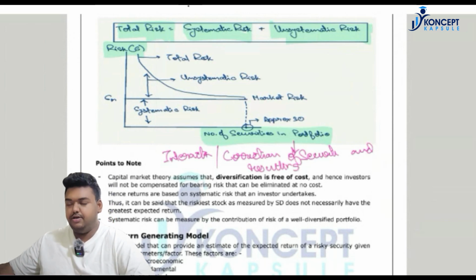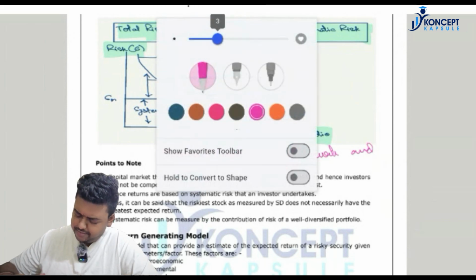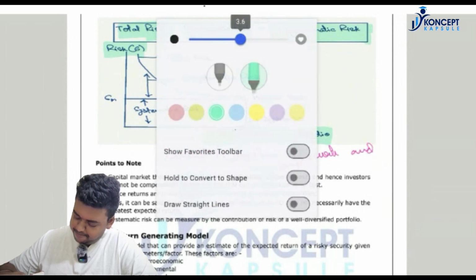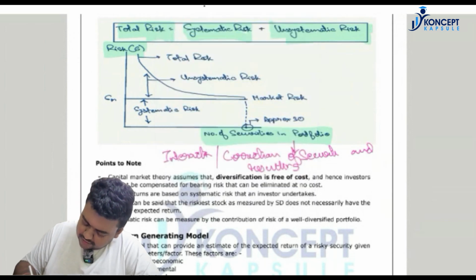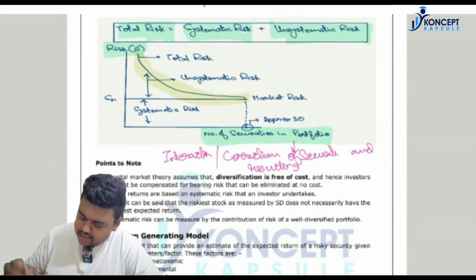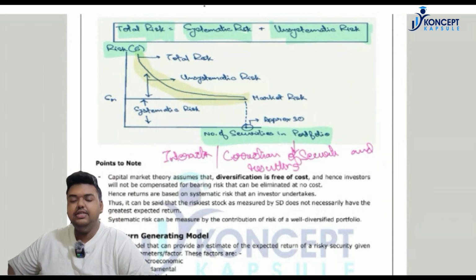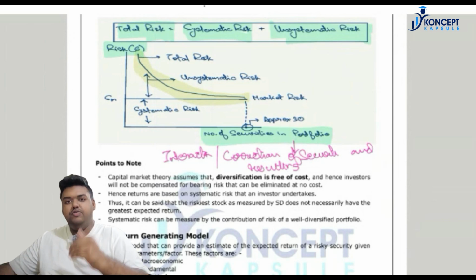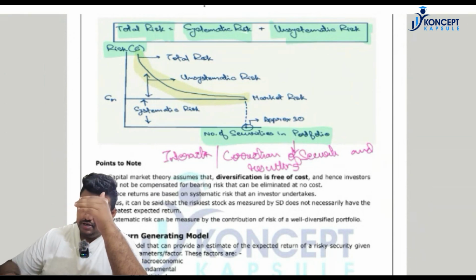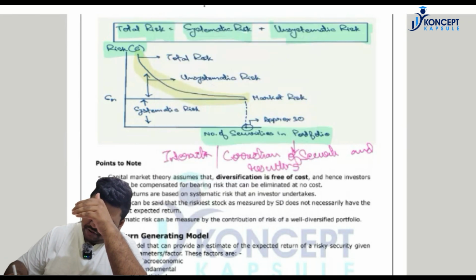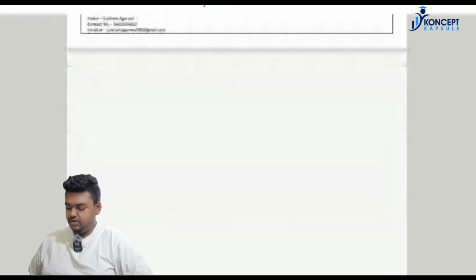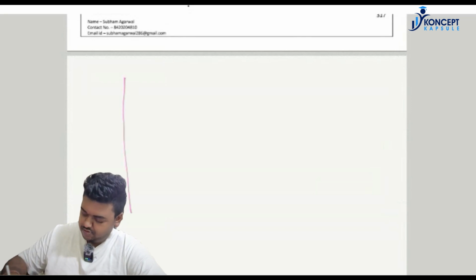If you look at the graph, what it is saying is that this one I am highlighting is my total risk graph. But if you see, after a point of time, irrespective of the fact that I am increasing the number of securities, my risk is not going down. Okay, so let us draw it over here and understand. Just a second.